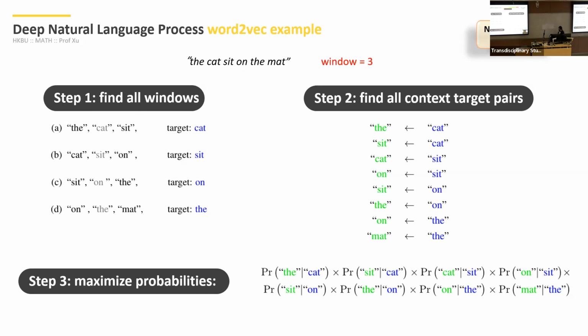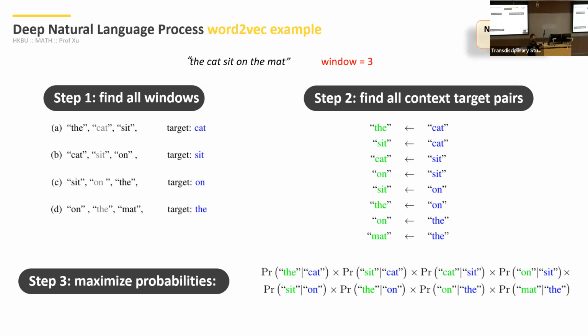And once you've done that, you want to find their numerical representations, such that the probability of the context given the target is going to be maximized. That's it. That's basically the whole design philosophy around word2vec.